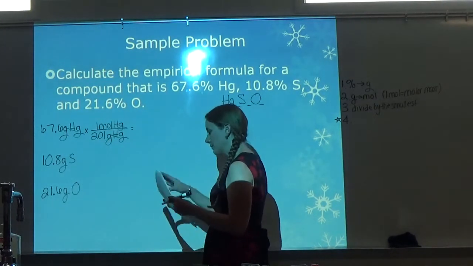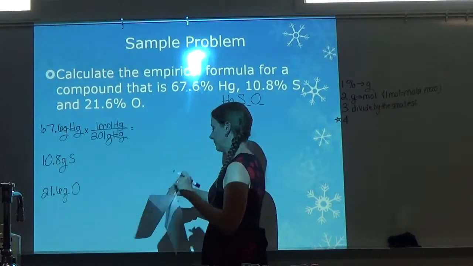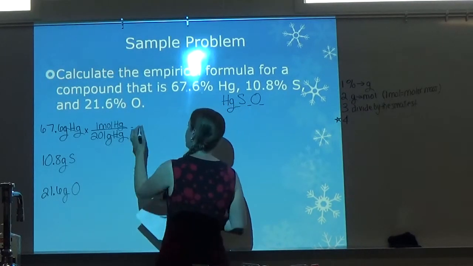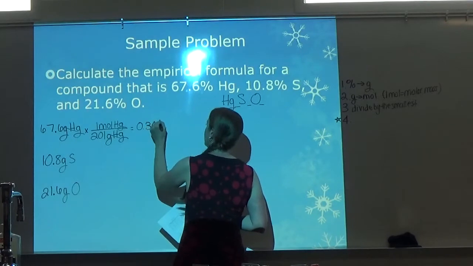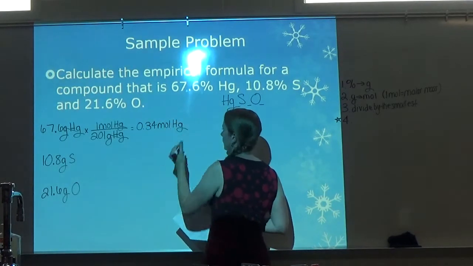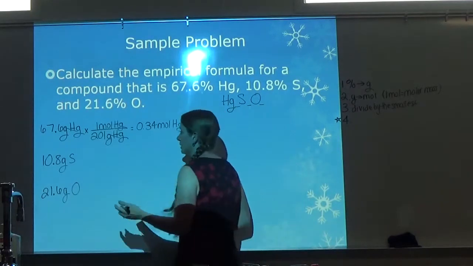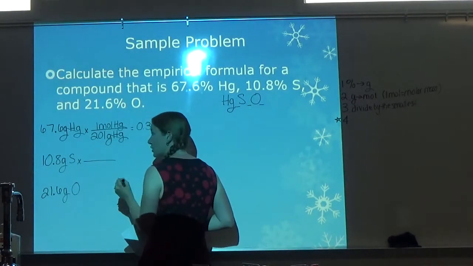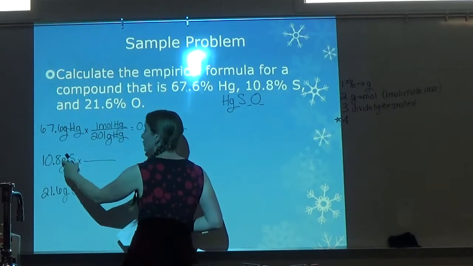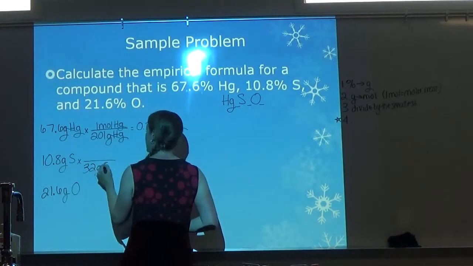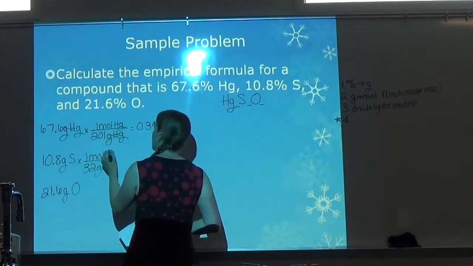Once I divide, I get 0.34 moles of mercury. All right, so then I do the same thing for S and O. So for S, its mass is 32 grams in 1 mole. So since grams is on top, I put the 32 grams on bottom, the 1 mole on top.